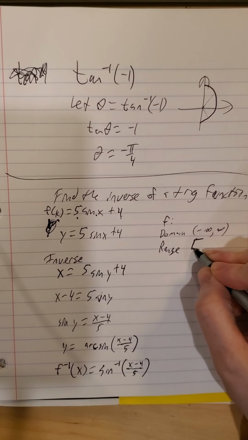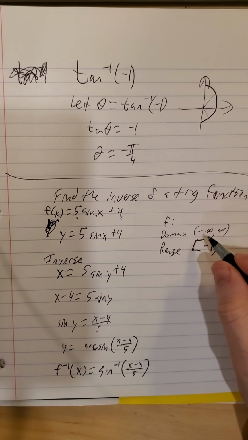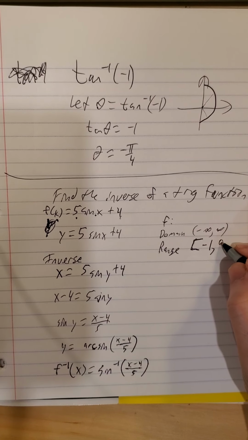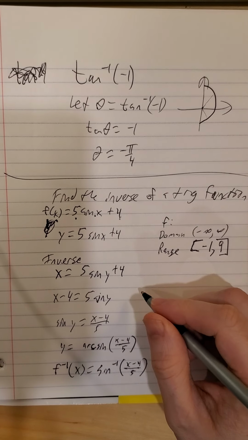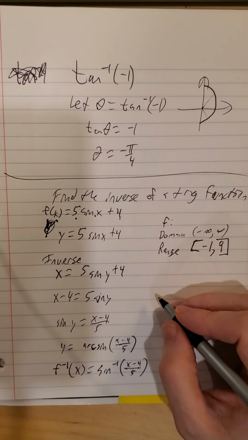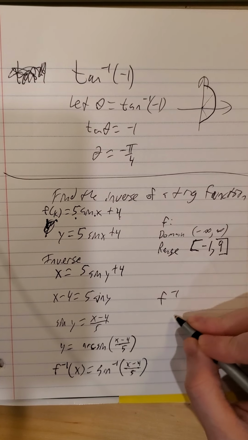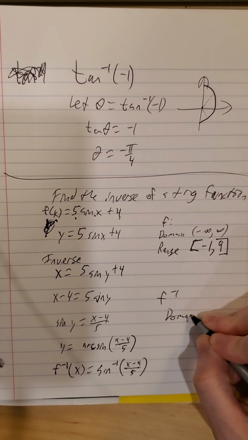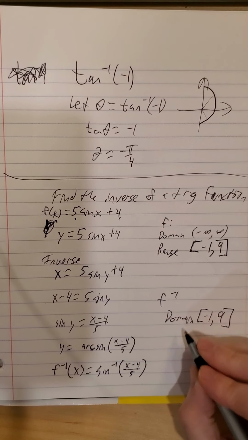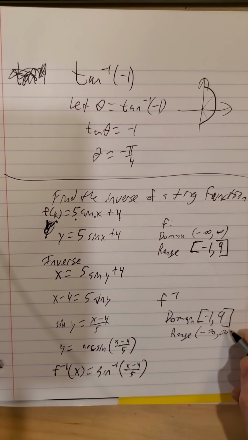And we can't actually reach that. We would top out at 5. We moved it up 4. So now we're topping out at 9. So for f inverse, our domain is now -1 to 9. And our range, though, is -infinity, infinity.